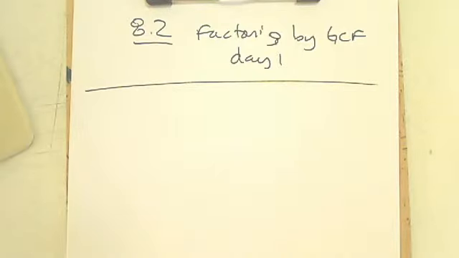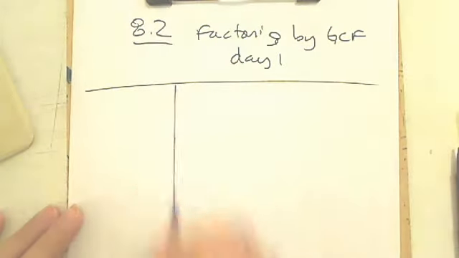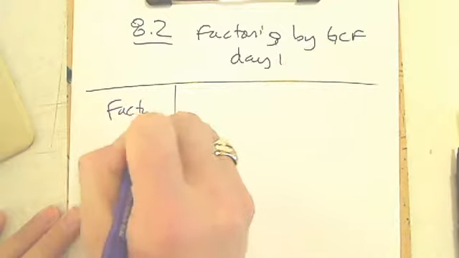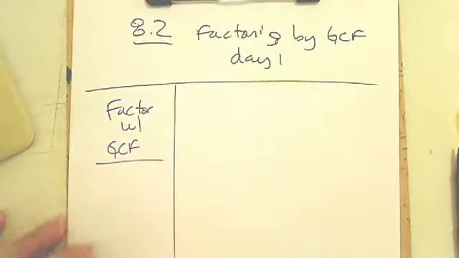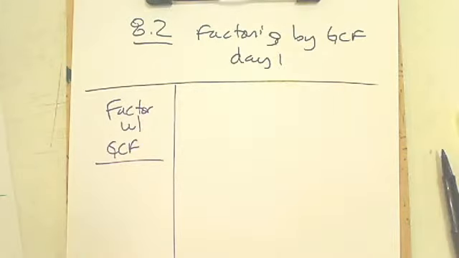All right, you ready? This lesson is broken down into 2 days. The first day is the easier part. Day 2 tomorrow is going to be a little bit more confusing, but we'll be fine. We have a quiz on Friday, sections 8.1, 8.2, and 8.3. Right now we're going to be factoring with the greatest common factor, using what we learned the past 2 days.